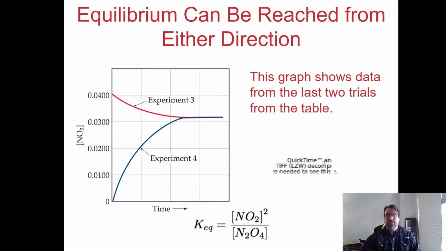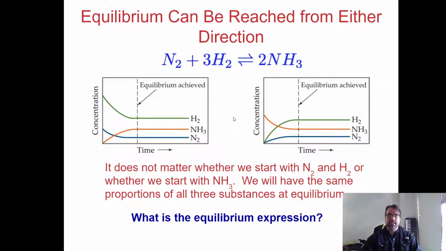And this is just trying to show graphically what's happening here with the N2O4. Okay? So in experiment 3, we had a lot of N2O4. We started with a lot, and we ended up reaching the same equilibrium point, and this is just showing it graphically. Okay?